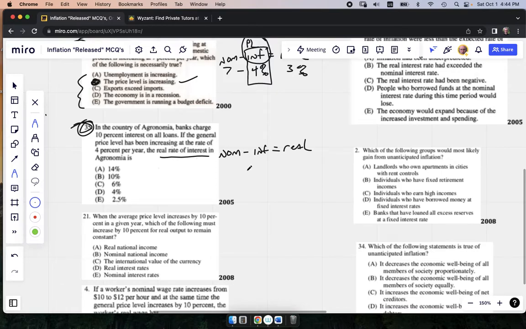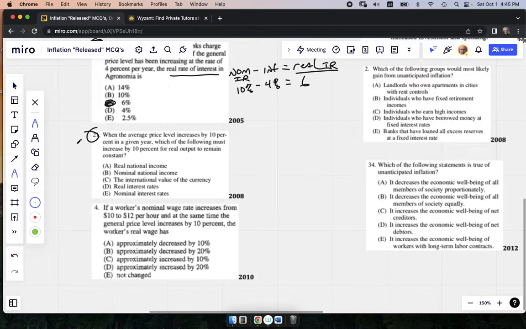Pretty straightforward here. Banks charging 10% on all loans. That's your nominal interest rate that's being charged of 10%. Inflation, the price level increased at a rate of 4%. The real interest rate the banks made on their money was 6%. Can we see that okay? Pretty straightforward there.